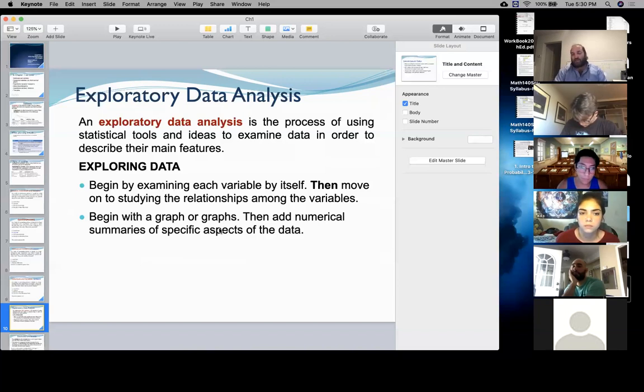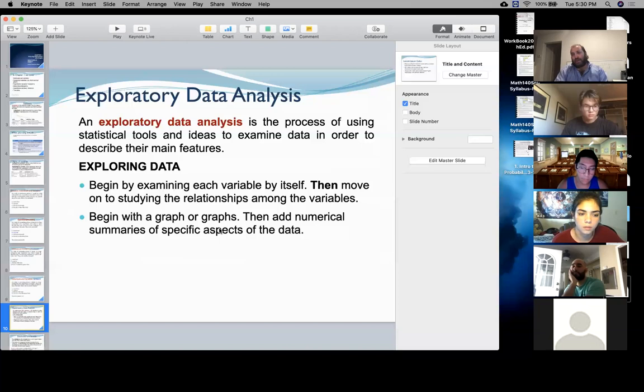Is that a quantitative variable or a categorical variable? Not everyone at once, please. Is that categorical or is that quantitative? Isn't it quantitative? It is quantitative, that's correct. Right? How tall they are. That's height, right? That's quantitative.